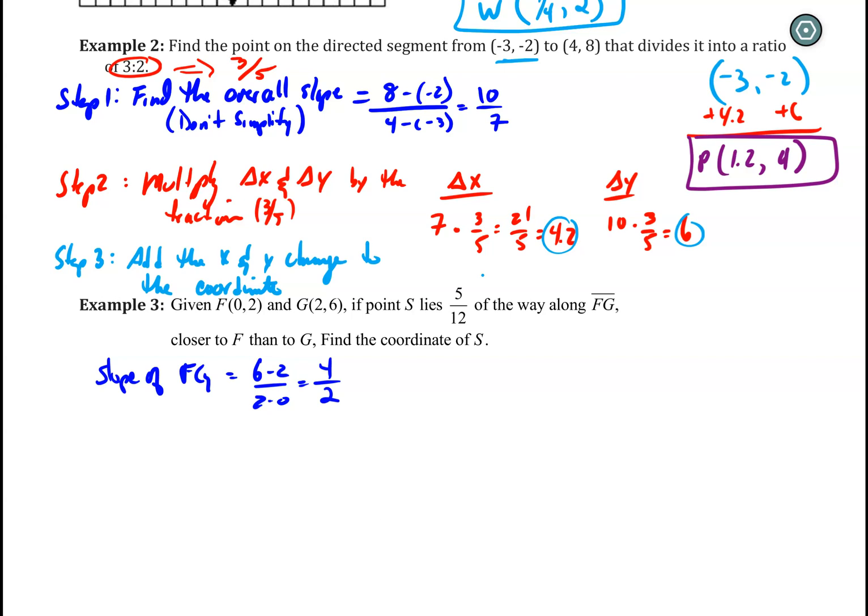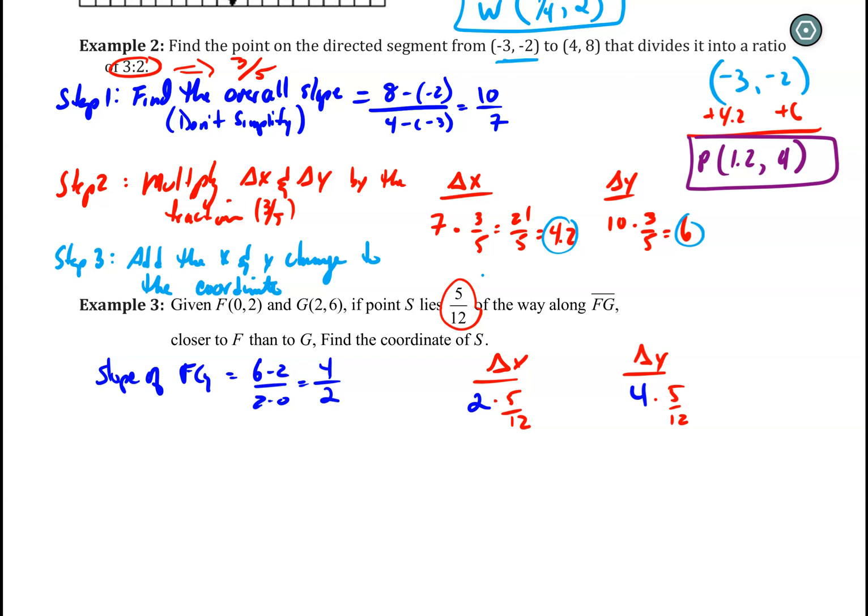All right. Then I'm going to take my change, so my delta x and my delta y. So in this case, I'm taking the 2 and the 4. And I've got to multiply them by the fractional change. So in this case, it says if point S lies 5/12 of the way along. They gave me the fraction, right? They've given me that it's 5/12 of the way. So that's my fraction. I don't have to make it into a fraction for that one.